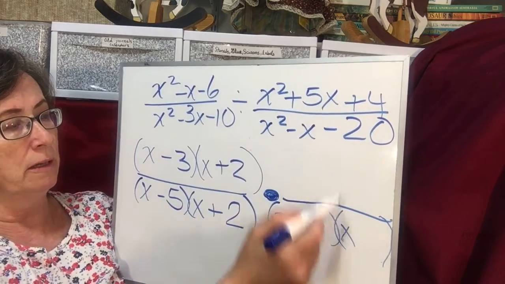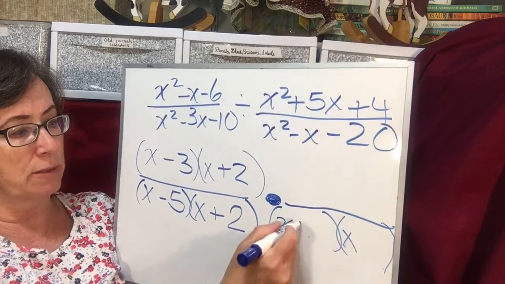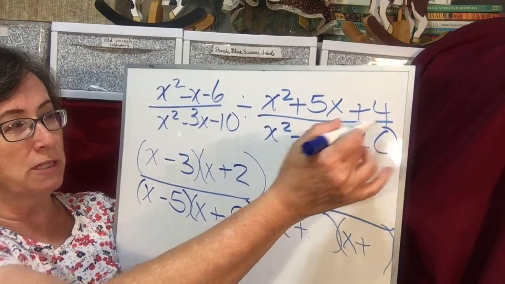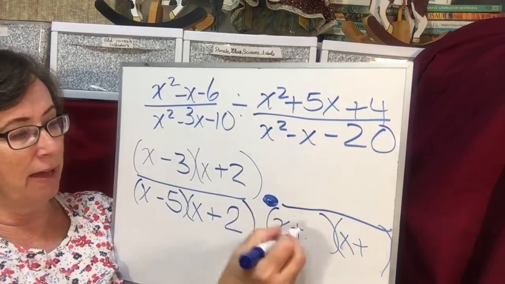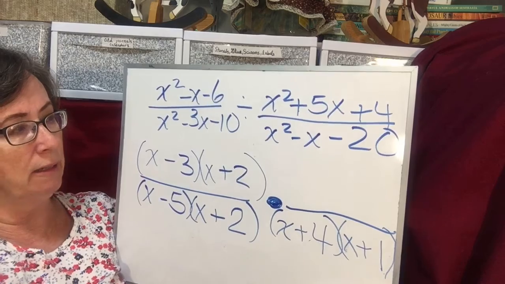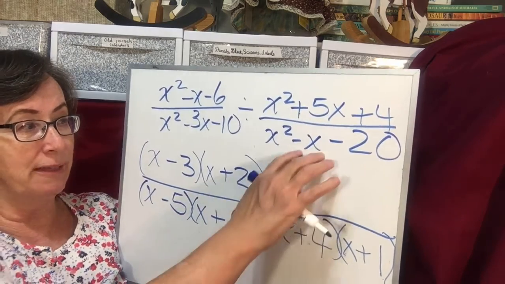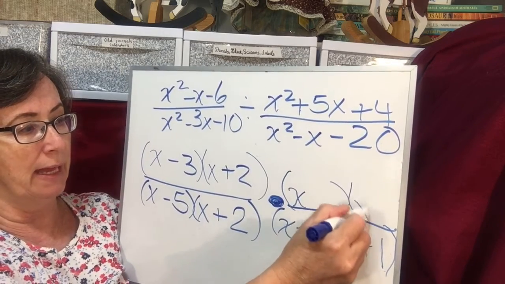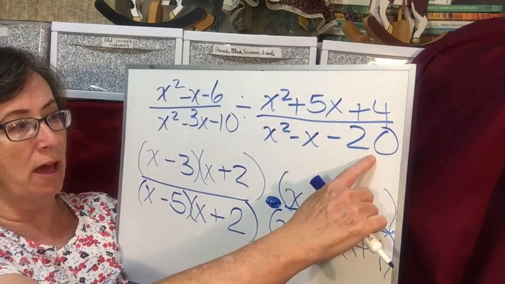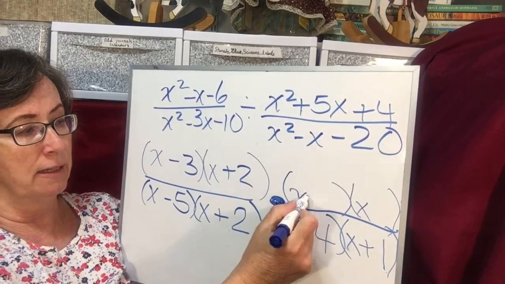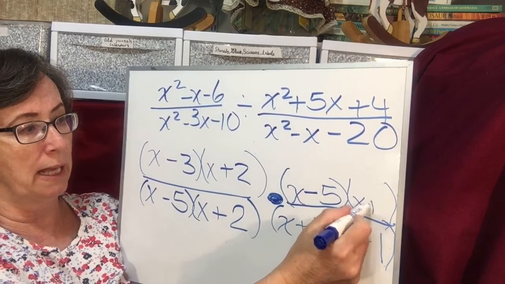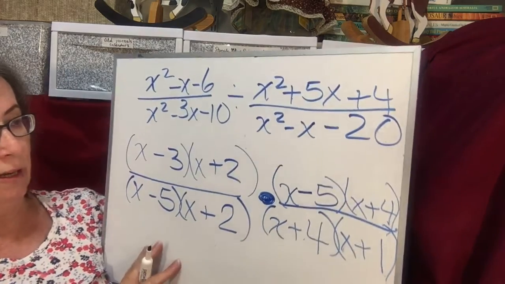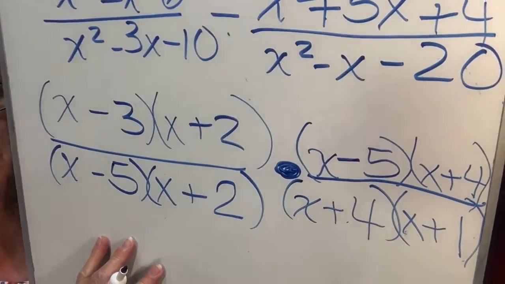X squared, positive, positive. So it's going to be same sign, both positive. 4 could be 4 times 1, which would add to 5. Now, this one is going to factor into the numerator because I'm flipping. X, 4 times 5, difference, -5 plus 4 gives me a -1 in the middle, but a -20 on the end. So those are our factors here.